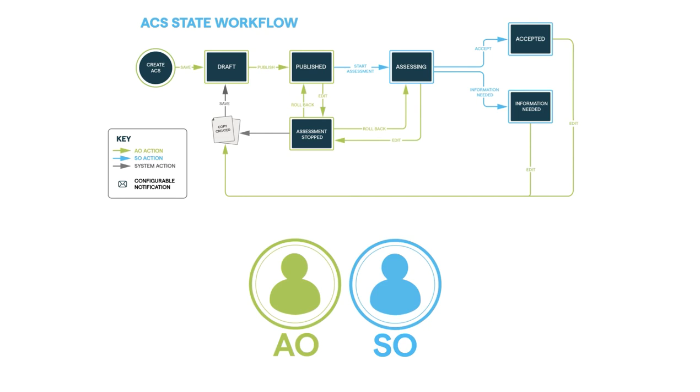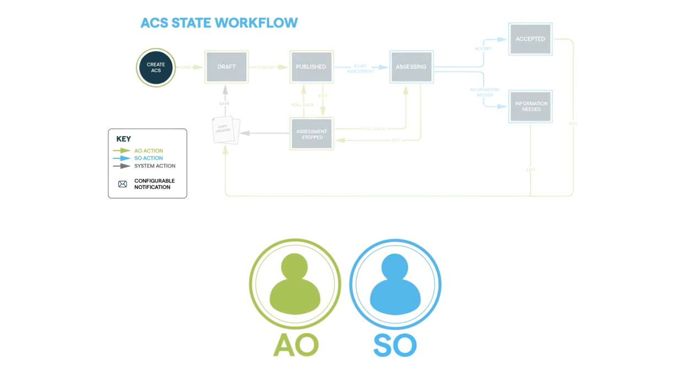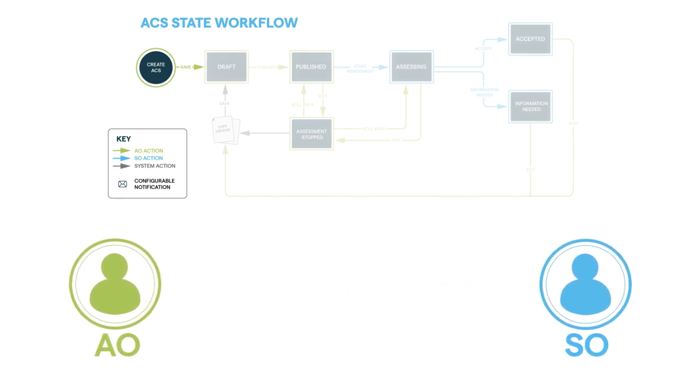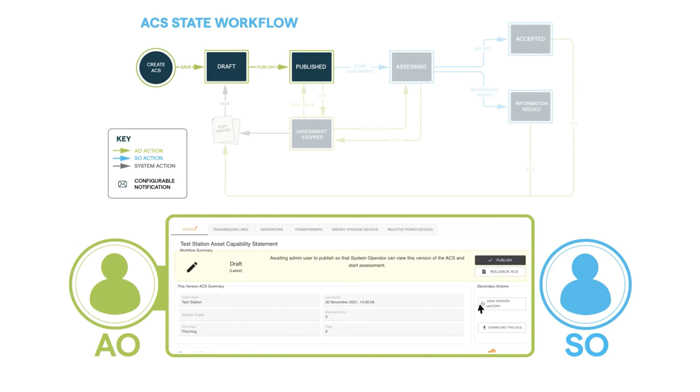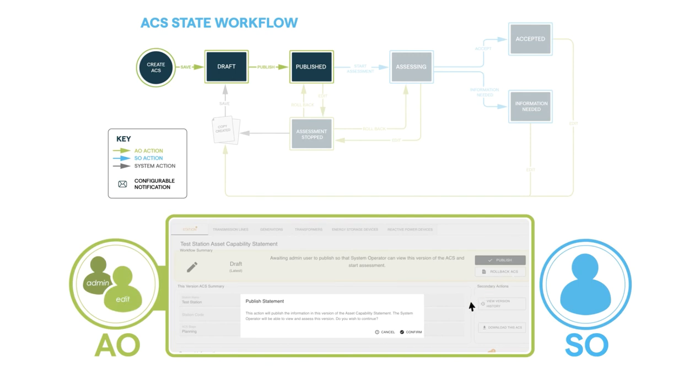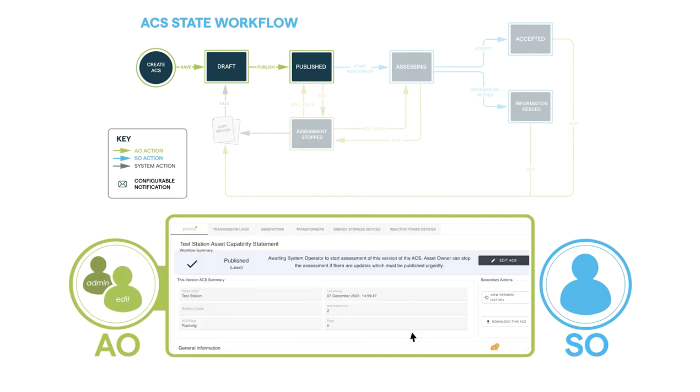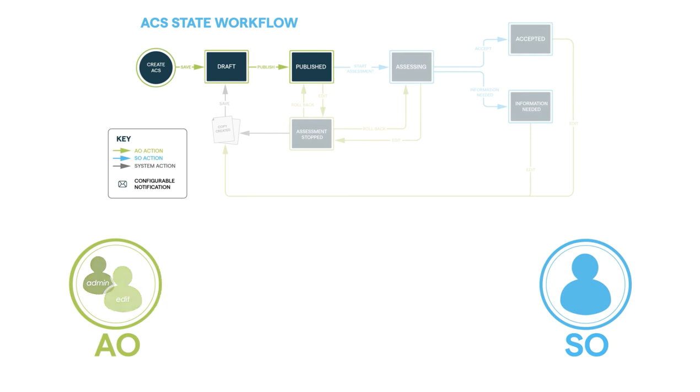When a new ACS is created for a generating station or an existing ACS is modified, the ACS will enter the draft state. While in the draft state, the ACS is only visible to the asset owner until it has moved to a published state. Publishing of an ACS can only be done by an admin user. Asset owners should have their own processes to determine when an ACS is ready to be published.